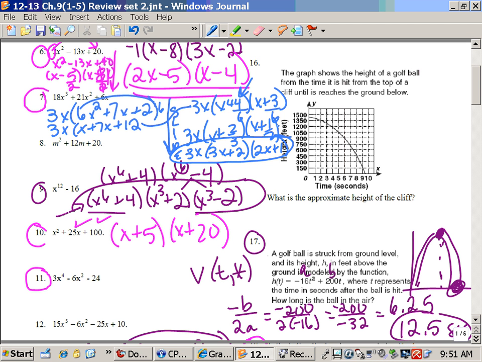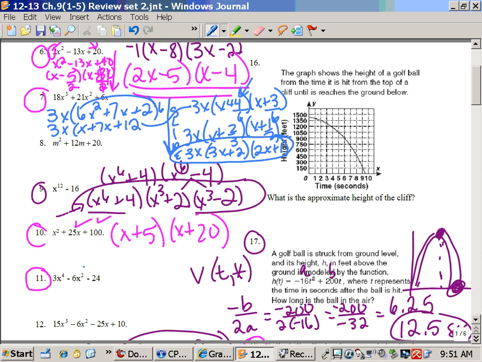On your test, you're going to have probably 5 or 6 problems that are factoring, and they're worth 5 points each. So if you can't factor, you might as well minus 25 points right off the top of your test. Shave it off. All right, now we're going to look at number 11.